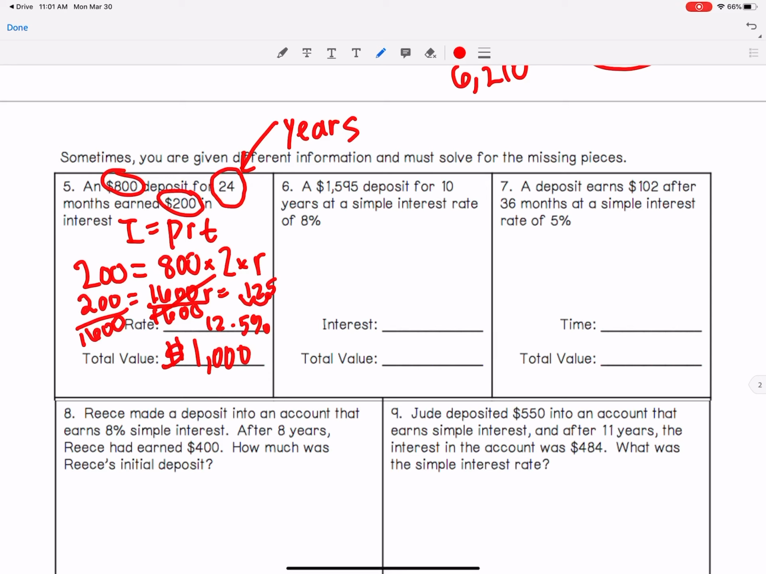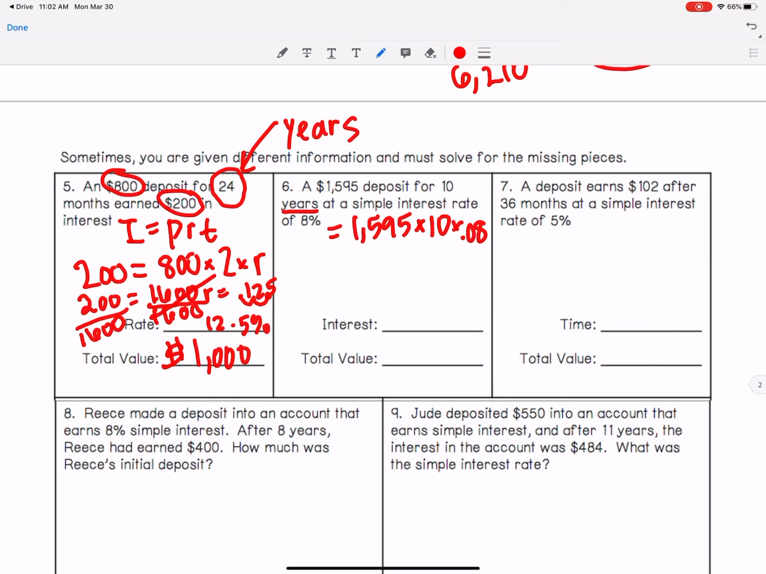All right, now we're on to question 6, which says a $1,595 deposit for 10 years. So this is in terms of years. That's good. So we can just times by 10 at a simple interest rate of 8%. Well, 8% converted to a decimal, you just move your decimal 2 places to the left. And I got 0.08. So I'm going to times by 0.08. That will just give us our interest.